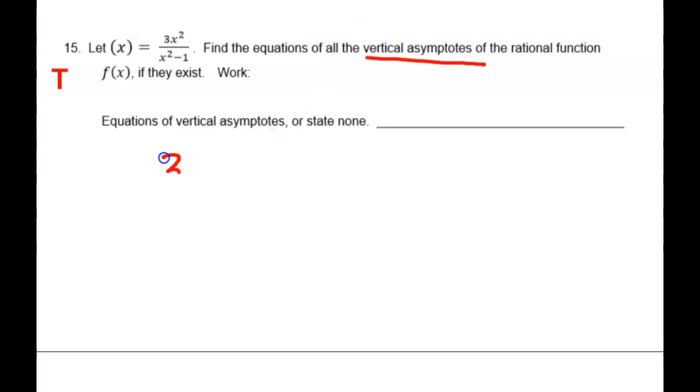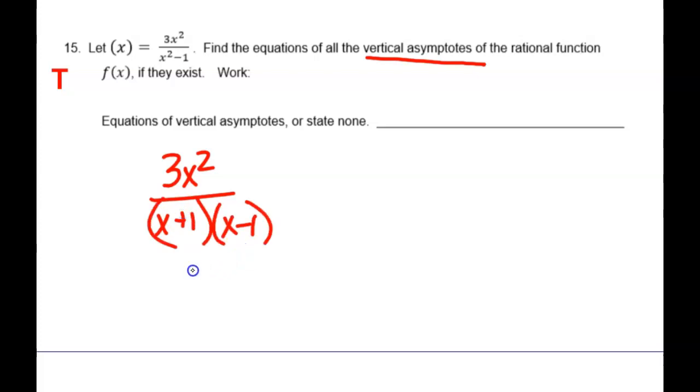The denominator. How does this denominator factor, guys? X plus 1 and x minus 1. The top does not factor, so it has two vertical asymptotes. They are at x equals -1 and x equals 1. Please remember they are equations. They have to say x equals to be vertical asymptotes. You can't just write like two numbers. Any questions about that one?